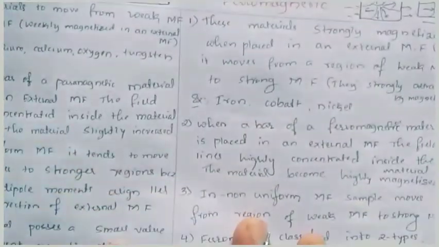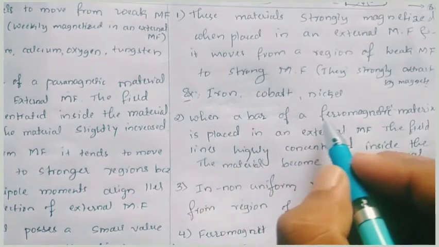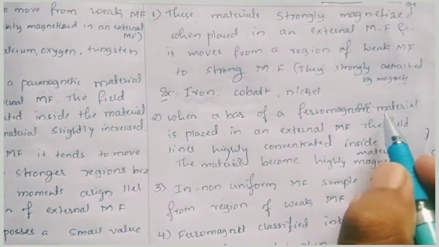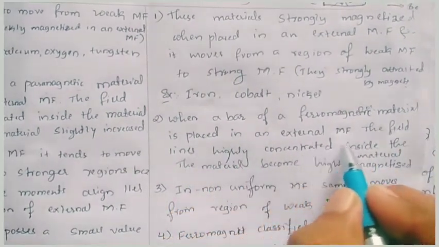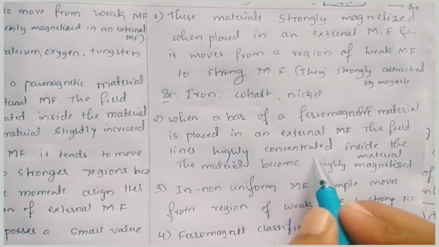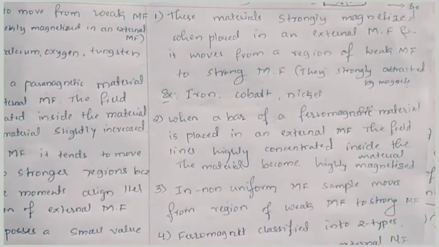And the next concept is when a bar of ferromagnetic material is placed in an external magnetic field, the field lines are highly concentrated inside the material.